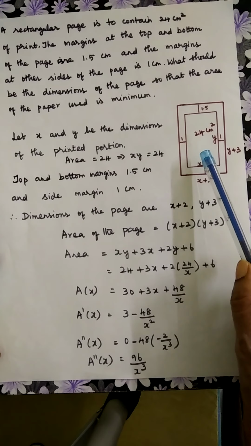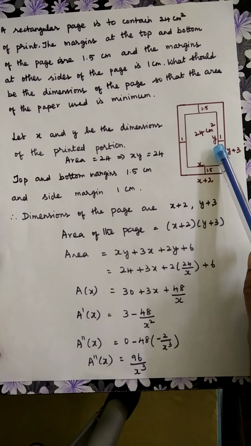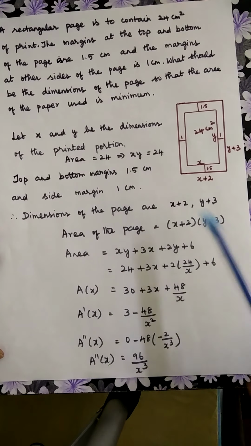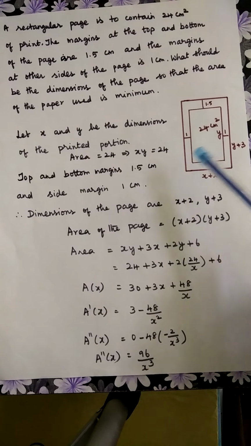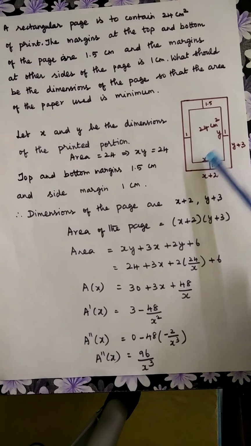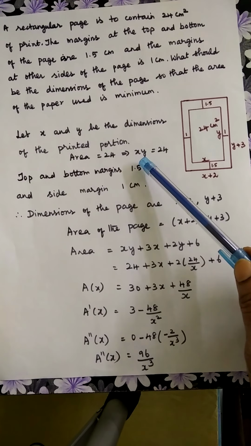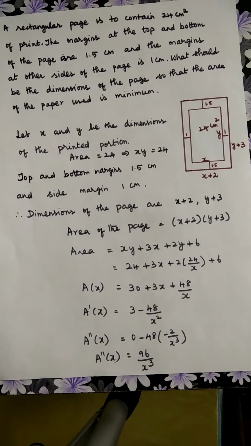Okay. Since the area of the print is given, let the dimensions of the printed portion be x and y. For this printed portion, area is given. Area equal to 24. Area is length into breadth, that is xy. xy equal to 24. y equal to 24 by x.